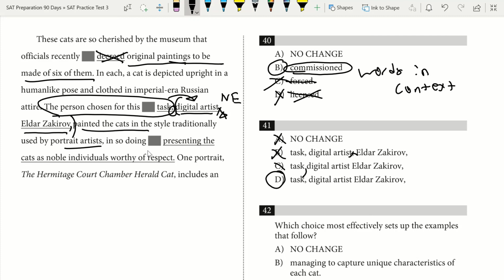So anytime you have an introductory modifying clause, and you can understand that just by seeing, in this case, it's the person chosen for this task, you would ask, who is that? Well, that's an indicator to you that you need to have this modifier, right? Who is that? That's the digital artist, Eldar Zakharov. So that's an indicator to you that that's going to be an introductory modifying clause. Then we want to keep this noun phrase together, right? We also noticed it was not essential, so we want to offset with commas.